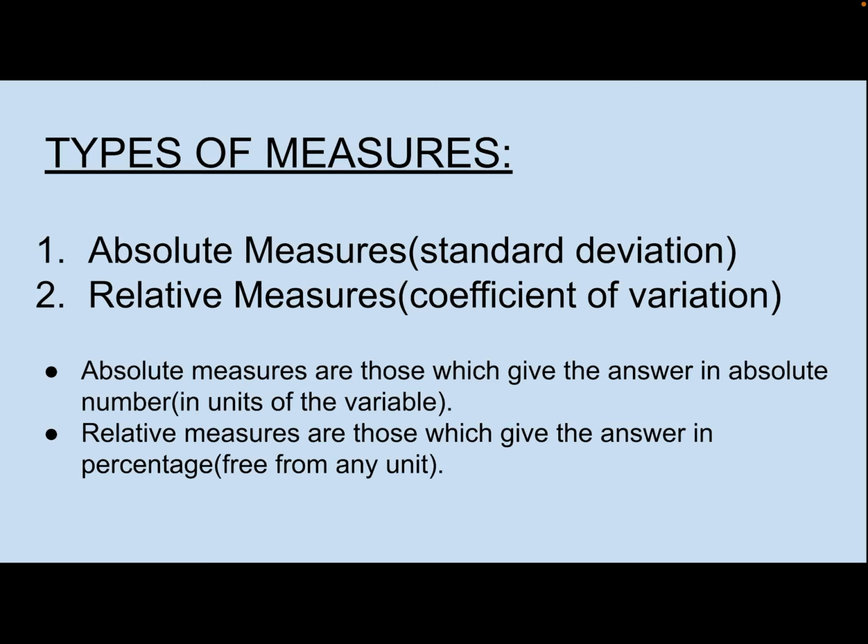In comparison to it, relative measures are the measures which, when calculated, give answers in percentages. Therefore, they are free from any unit. While calculating relative measure, the final answer is written without units. In our syllabus, standard deviation calculation will have units, so it's called an absolute measure, while coefficient of variation does not have any unit of measurement, that's called relative measure.